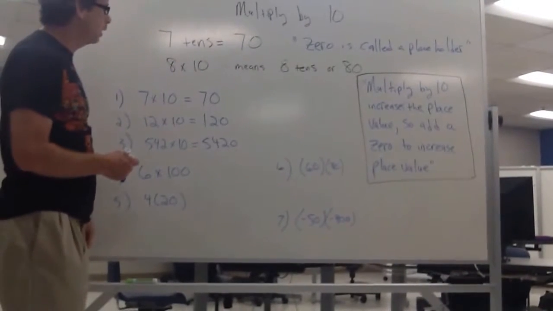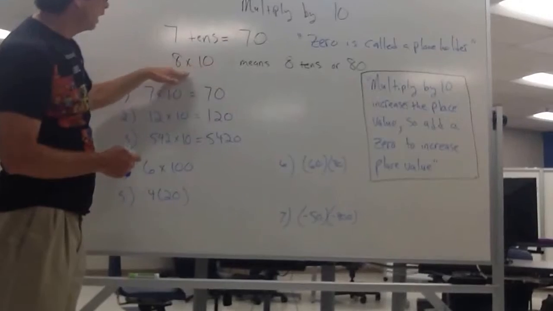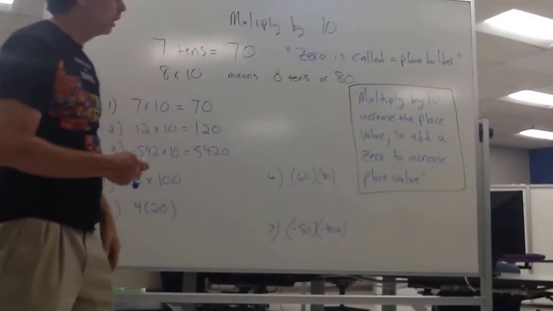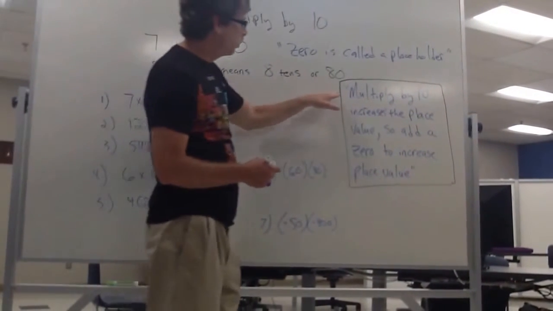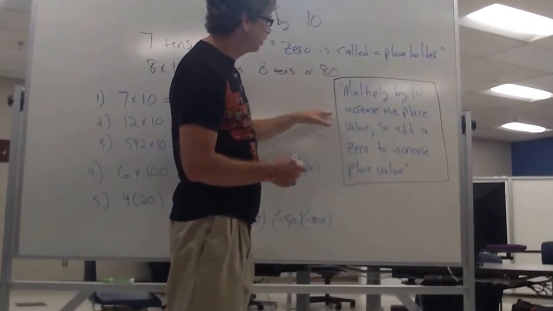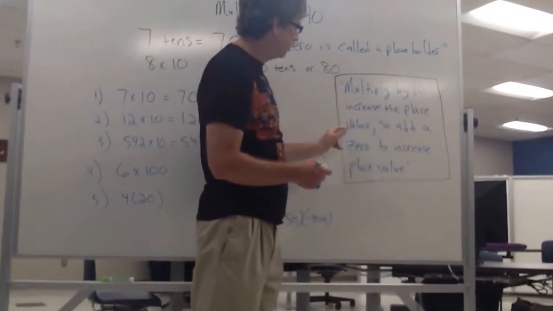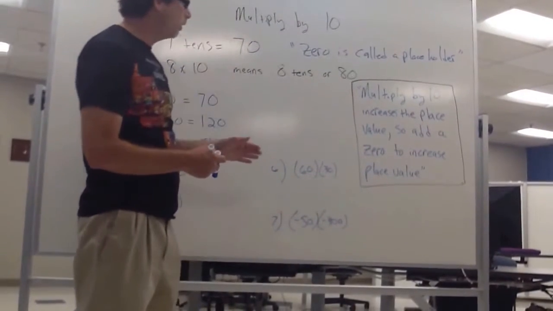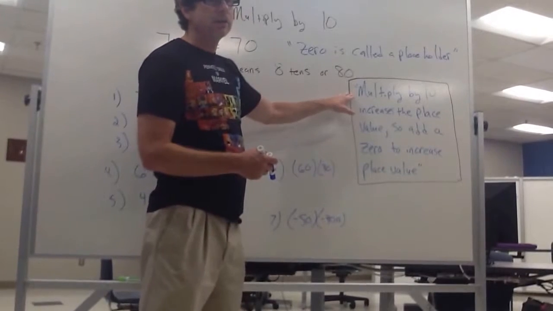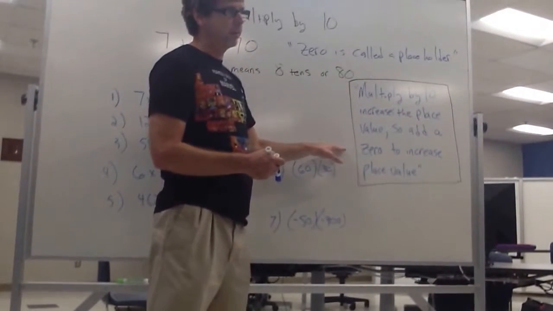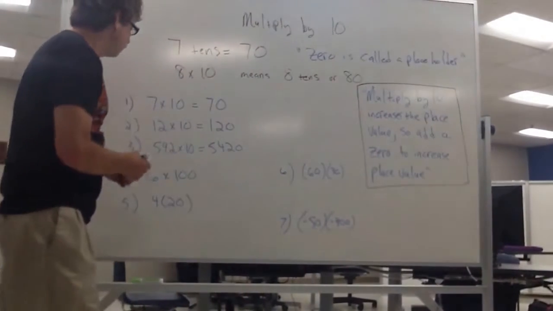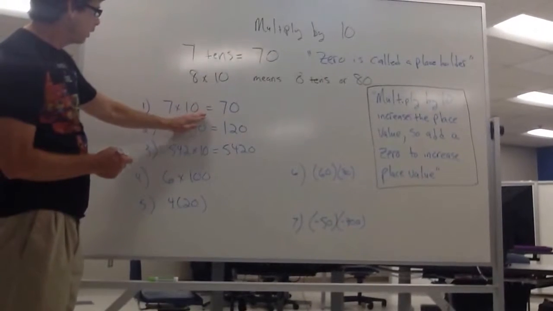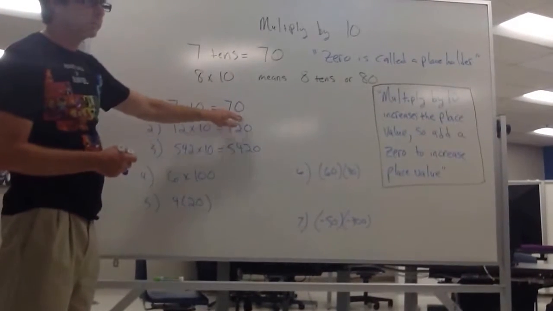So a really important thing to pick up on is when I multiply 8 times 10, 8 times 10 means 8 tens, or that is 80. Okay? A way to look at this is when you multiply by 10, multiplying by 10 increases the place value. So increasing place value just means all you got to do is add a zero to increase place value. So what we're trying to do is associate multiplying by 10 essentially means add a zero to a problem because that's increasing place value. So when I look at 7 times 10, notice that you start with 7. Essentially, all you do is write a 7 and add a zero.